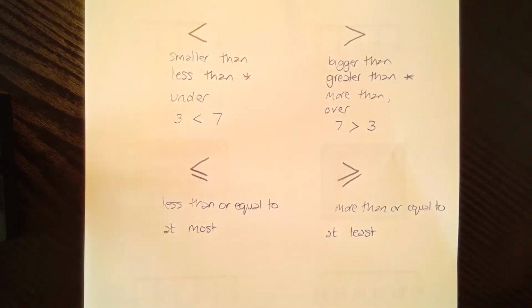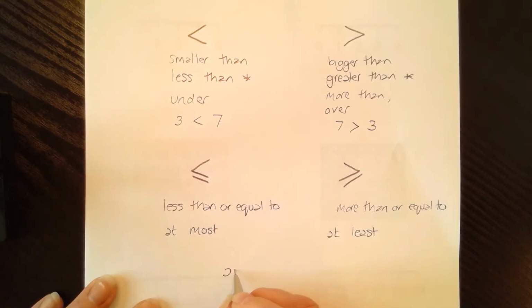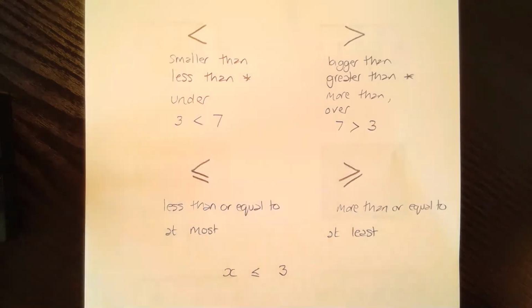Now, a list of numbers which satisfies a description using these inequalities is known as a solution set or a set of solutions. So, for instance, if I was to say x is less than or equal to 3, then any number that I can think of that is less than or equal to 3 would be a solution. It would be in the set of solutions for that inequality. So, for instance, 2, 1, 0, negative 1, negative 2, negative 3.8, etc.